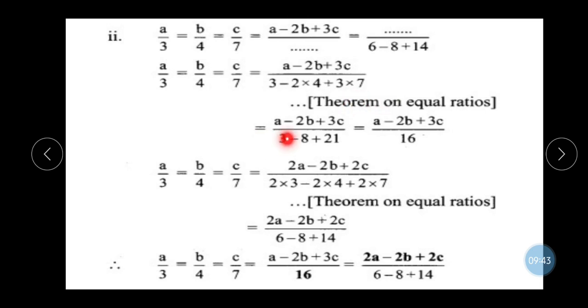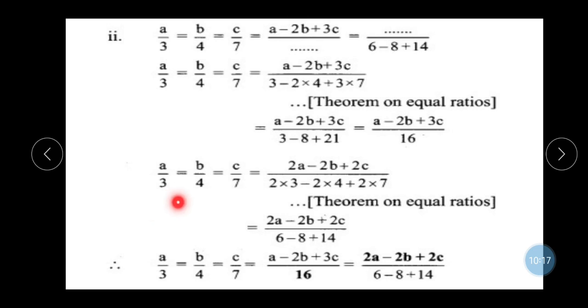So we get (A minus 2B plus 3C) upon 3 as it is, minus as it is, 2 fours are 8, plus as it is, 3 sevens are 21. By solving this, that is 3 minus 8 plus 21, we will get 16. That will give us the whole fraction as (A minus 2B plus 3C) upon 16. Now the next blank we will be solving.